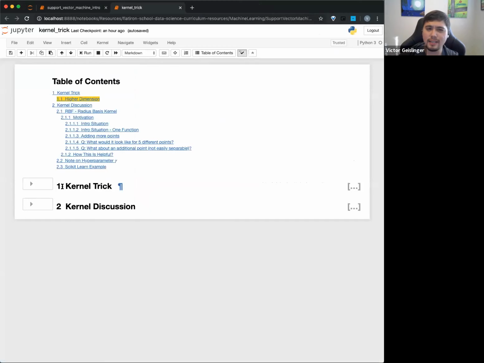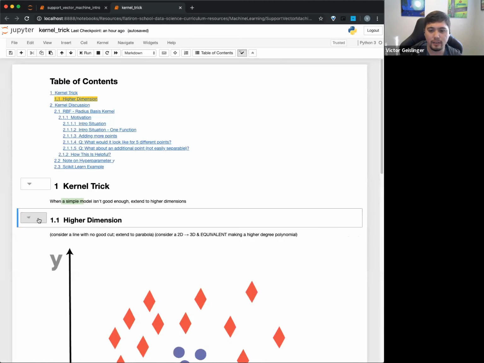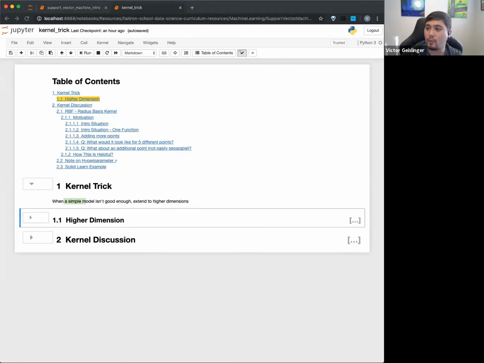So the kernel trick is an interesting idea. Basically, when we have a hard problem, we cheat and say, well, this is too hard, let's go into a higher dimension to figure it out. A really easy way to think of it: say we have a problem with just a single line, and we have a blue point here, a blue point here, and a red point.